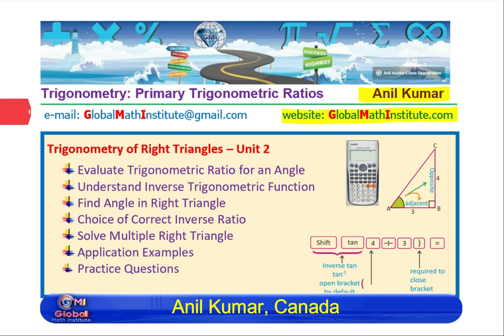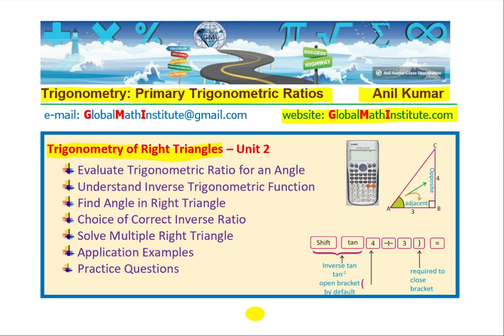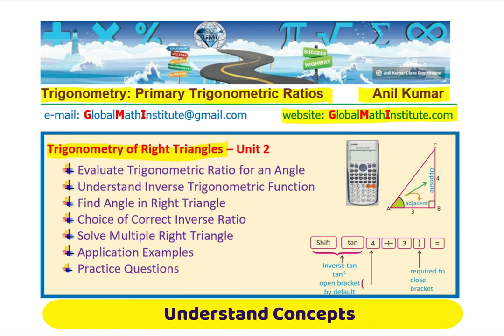This series is for the students who want to start learning about trigonometry. So we are beginning with the primary trigonometric ratios and working on right triangles at present. In the last video, we understood what the primary trigonometric ratios sine, cosine and tan are, and in this video, our focus will be on finding the angle in the triangle and thereby solving a right triangle as a whole.